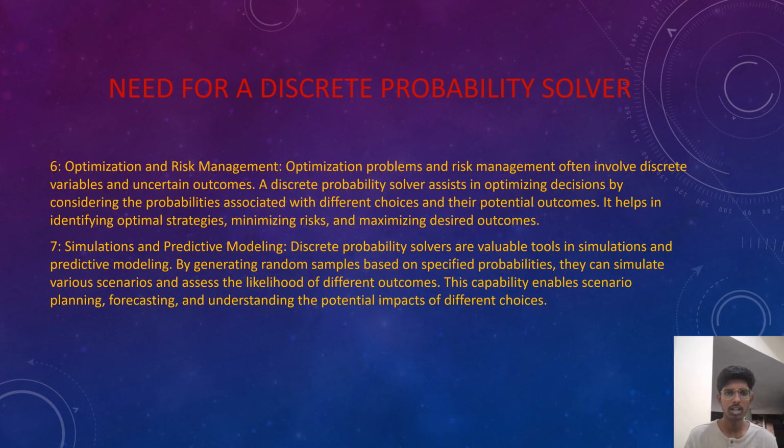Now let us go with the last two needs for the discrete probability solver. The sixth one is optimization and risk management. Optimization problems and risk management often involve discrete variables and uncertain outcomes. A discrete probability solver assists in optimization decisions by considering the probabilities associated with different choices and their potential outcomes. It helps in identifying optimal strategies, minimizing risks, and maximizing desired outcomes.